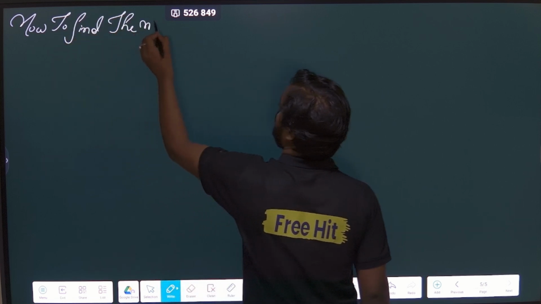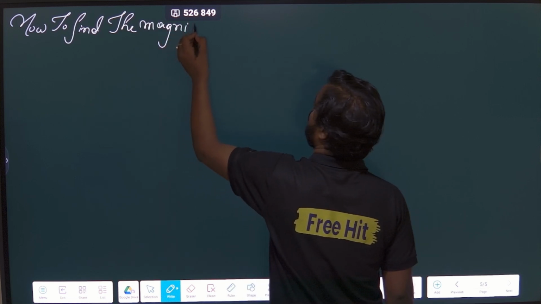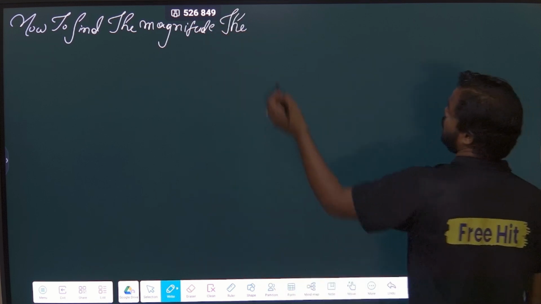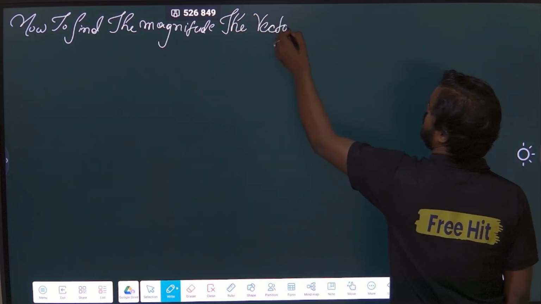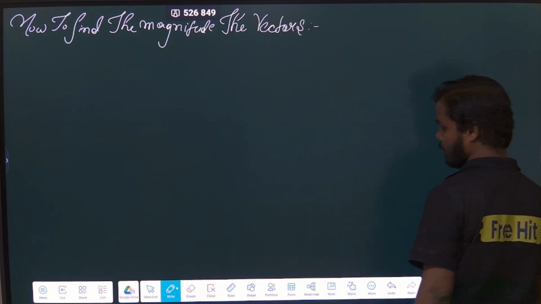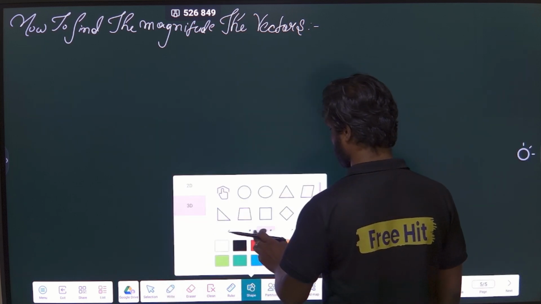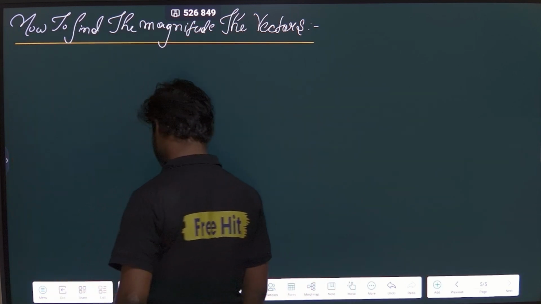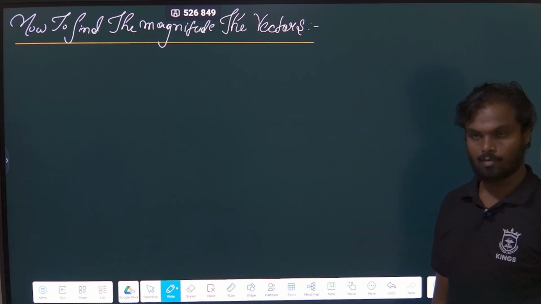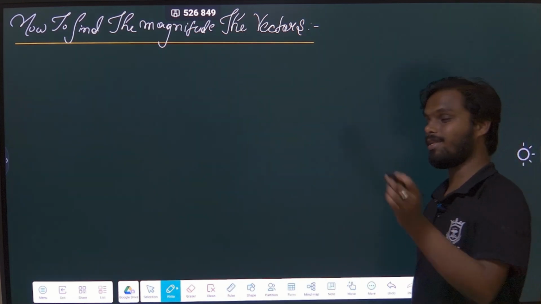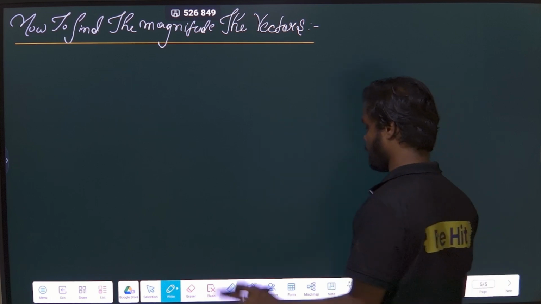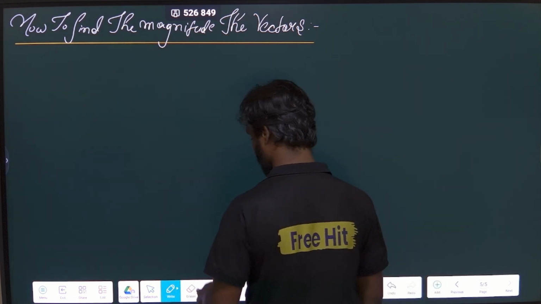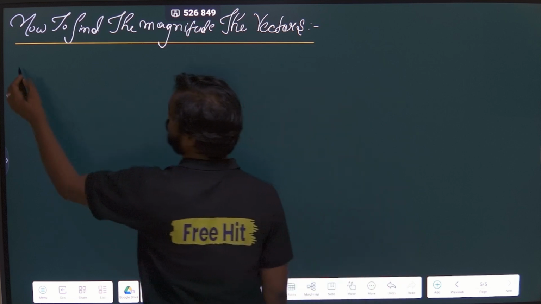Okay, how to calculate the magnitude of the vectors. Before going to this, we have to understand a lot of things, then we will come to the magnitude of the vectors. The first thing we have to understand is something called a unit vector.